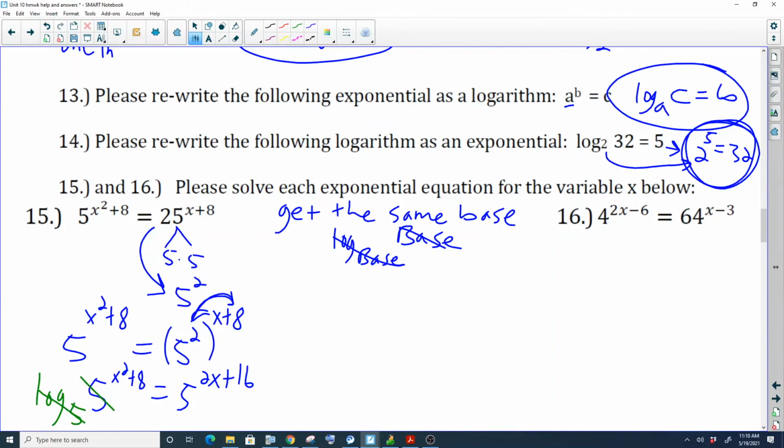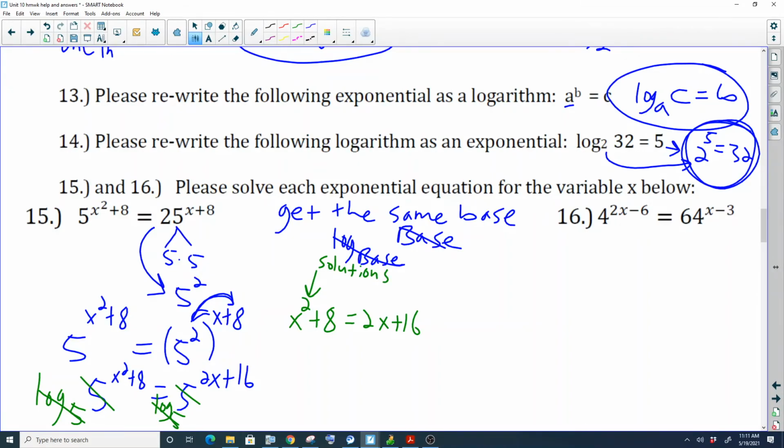Nice. So now, again, to undo those base 5s on either side, you're going to log base 5, and that's going to get rid of base 5. So now we're just left with the exponent, which becomes regular now. x squared plus 8 equals 2x plus 16. Oh no, how do I solve this one? I can't get all the x's on one side and numbers on the other, because there's a squared there. Well, that squared indicates that we have 2 solutions.